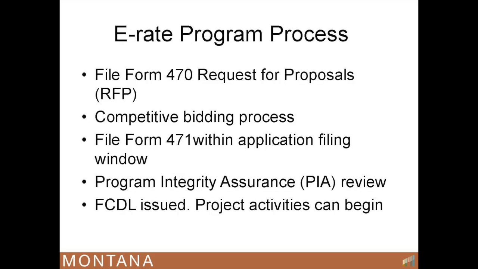So we're going to talk a little bit about the E-rate program process for those of you who are not familiar with it. The first part is to file a Form 470 with USAC, which opens the competitive bidding process. The competitive bidding process must be open for 28 days. Once you have received bids, evaluated them, and selected a provider, you would file a Form 471 within the funding year application filing window. Then your application will go through a PIA, which is Program Integrity Assurance Review by USAC. And then USAC will issue a funding commitment decision letter, and your project activities can begin.